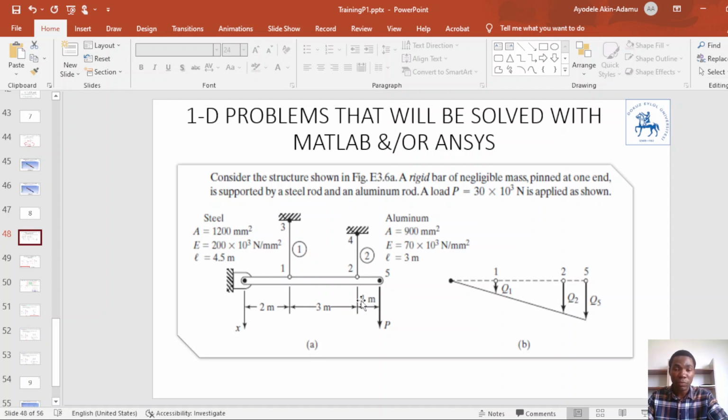In this problem that we're going to solve today, we have two flexible material, the part between node 1 and node 3 and the part between node 2 and node 4, and they are both in tension under a load which is attached to this rigid beam at node 5. The magnitude of the load P is 30 times 10 raised to power 3. We're told that this beam is rigid, so it does not deform.